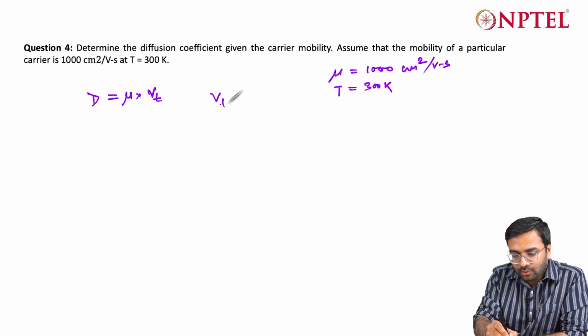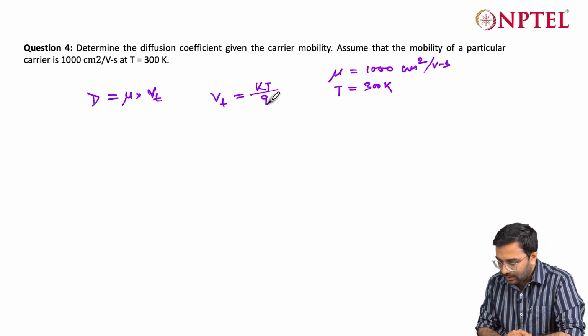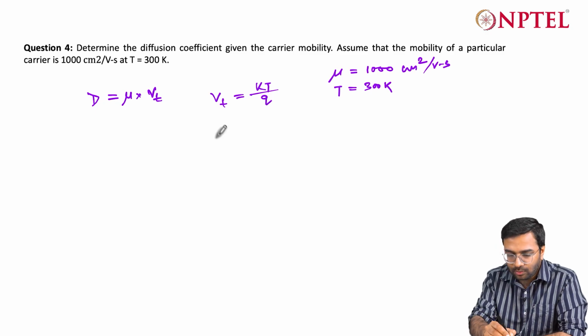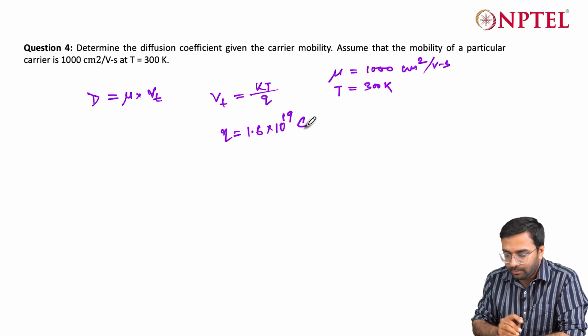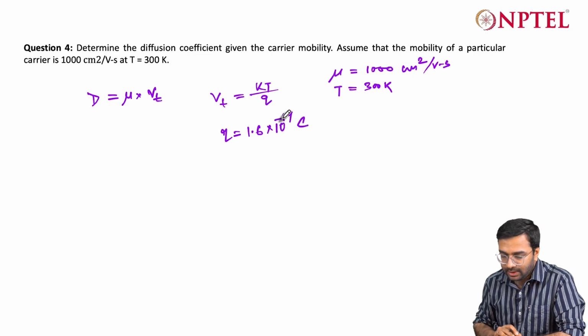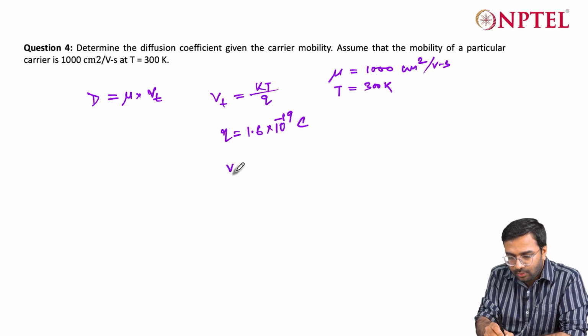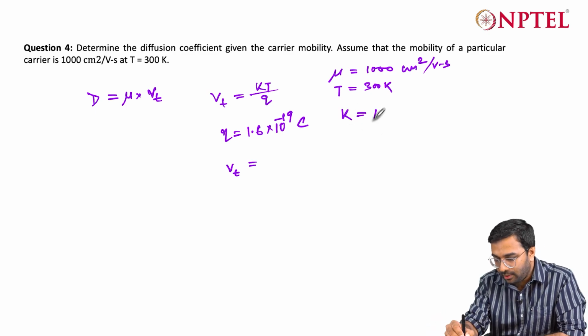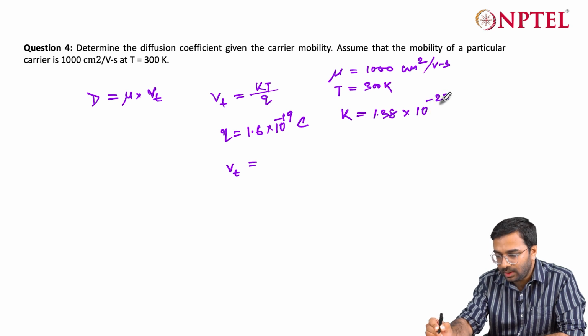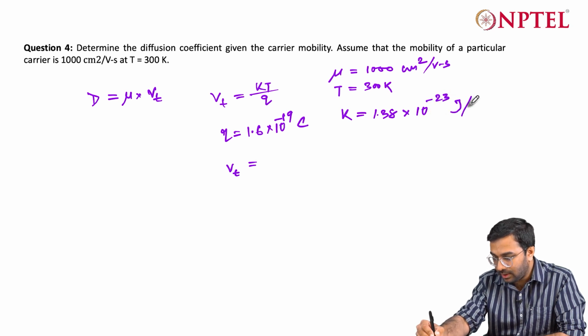So, Vt is equal to KT by Q. K is the Boltzmann constant, T is 300 Kelvin, and Q is nothing but 1.6 into 10 to the power minus 19 coulomb. If you put all these values, the value of K is 1.38 into 10 to the power minus 23 joule per Kelvin.